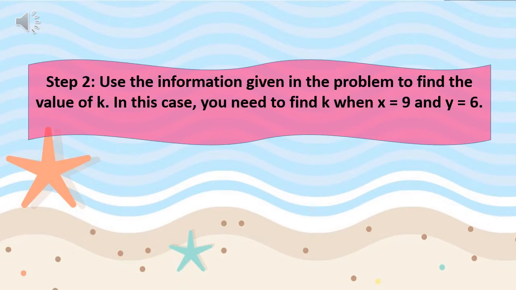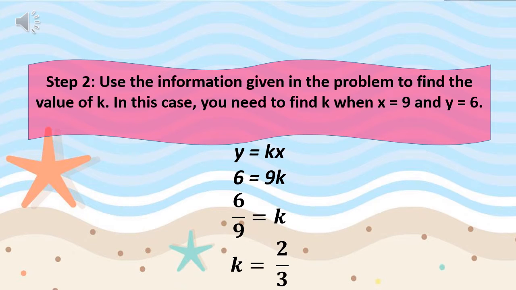Let us see the second step. The step says use the information given in the problem to find the value of k. So we were given two things, that is x and y. In this case the value of x is equal to 9 and the value of y is equal to 6, and we need to find the value of k. So we know the equation, that is y is equal to kx. Here we will just substitute the values of y and x in the equation, that is 6 is equal to 9k, and after that we will simplify the equation.